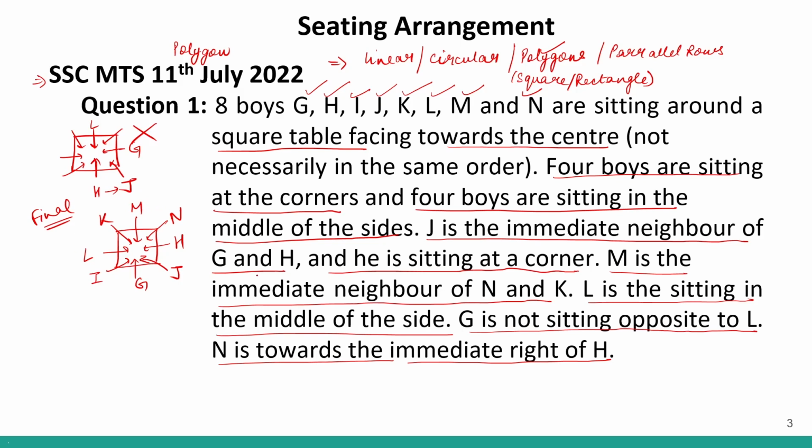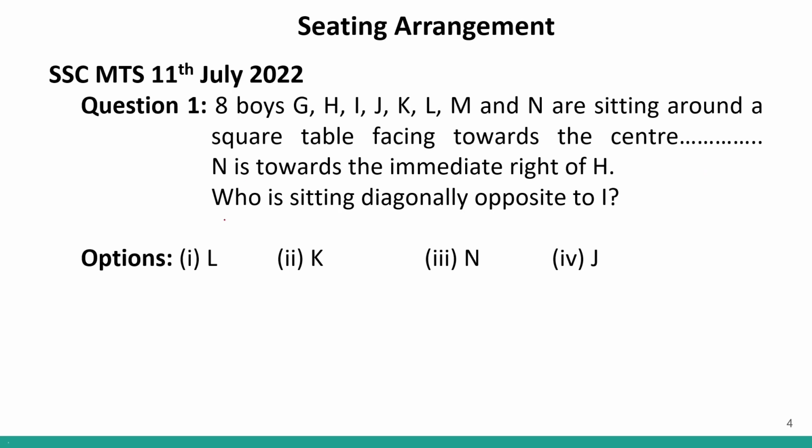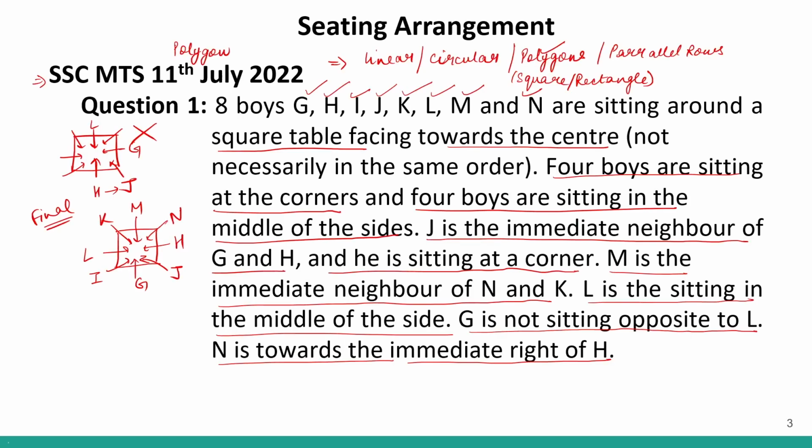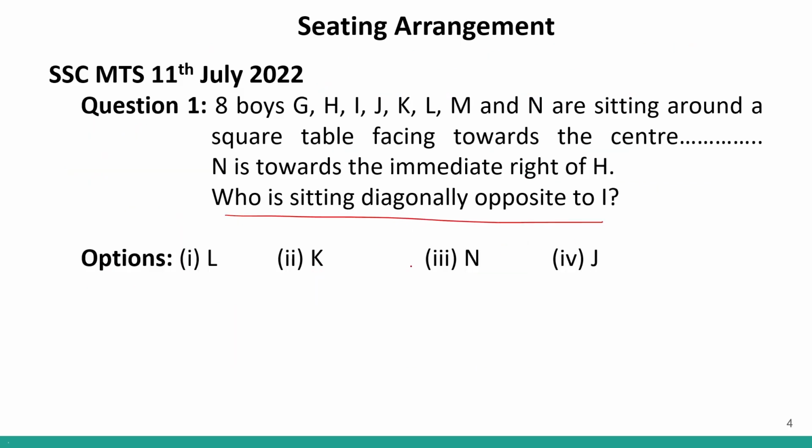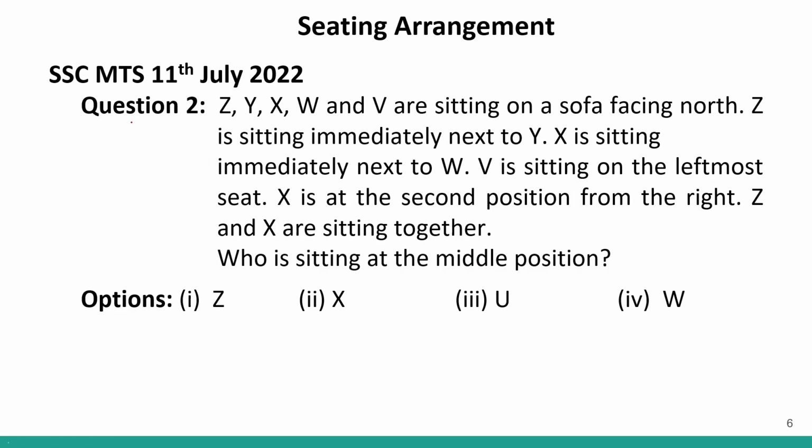Now the question based on this arrangement is given in the next slide. So let us look at it. The question asks who is sitting diagonally opposite to I. So let us come to the diagram. We have I over here. Diagonally opposite is N. So my answer will be N is diagonally opposite to I. So if I look at the options, we have option number 3 N. N is diagonally opposite to I. This will be my answer. Clear? Option number 3 N. Let us look at question number 2.